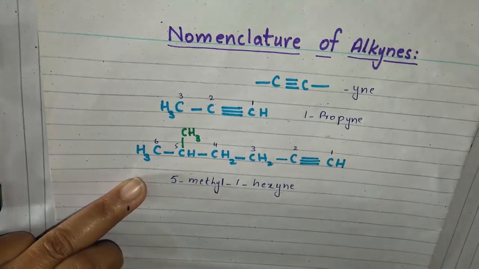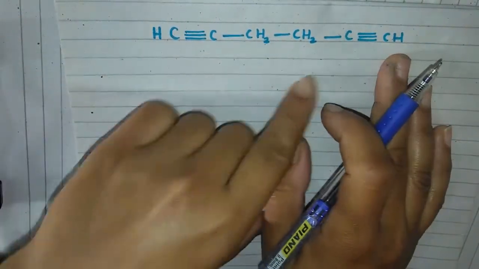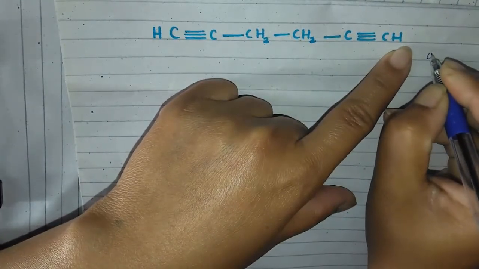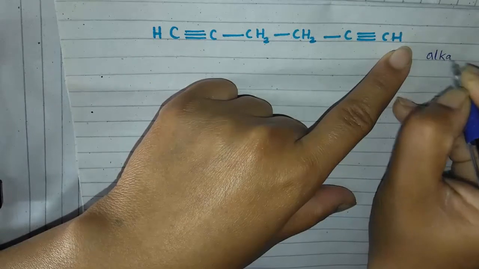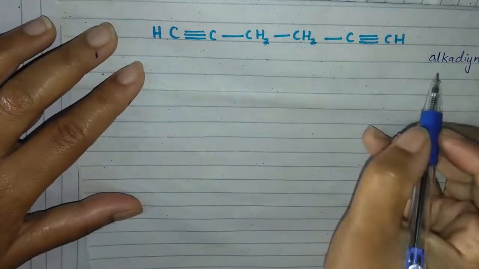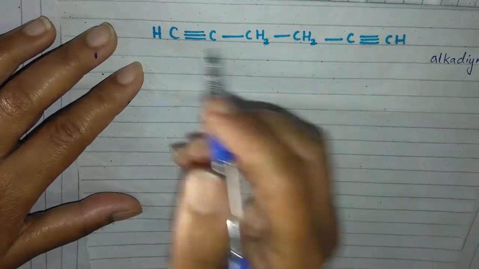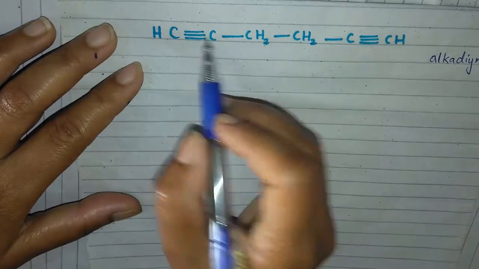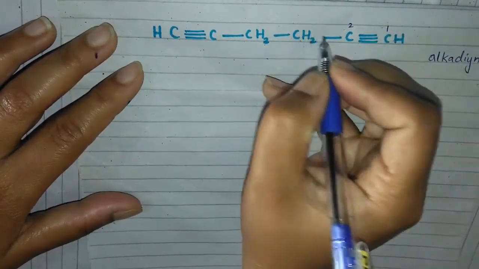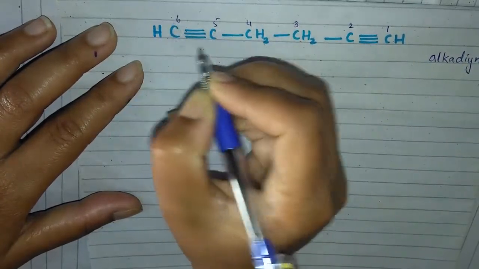Now consider the next example. If more than one triple bond is present, then like alkene, we will use the general term alkadiene, Y and E. Okay, according to it we will write the name of this compound. Before writing the name, we have to number, and we can start numbering from either way. 1 for the triple bond is at the same position, 3, 4, 5 and 6.